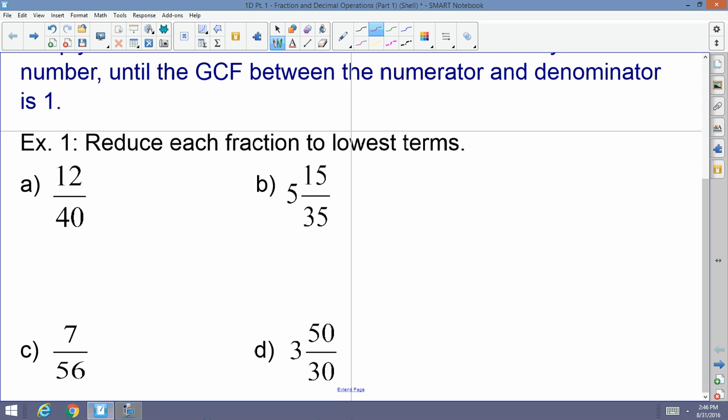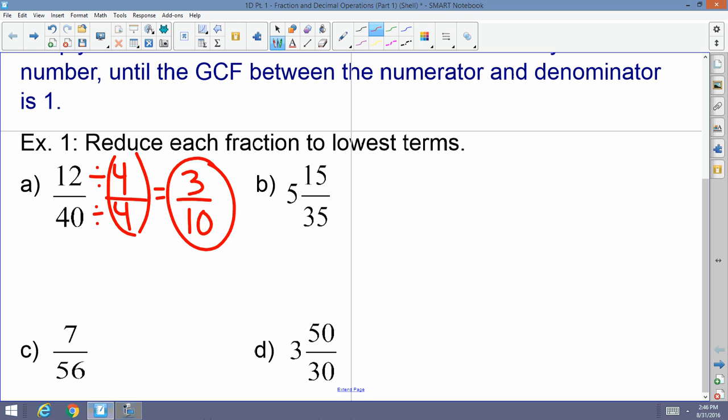Okay, number 1, 12/40. Well, I know that 12 is divisible by 4, and so is 40. So I can divide both 12 and 40 by 4 over 4, which will give me 3/10. And I do not have any other common factors, so I cannot go any further. That is reduced fully to lowest terms.